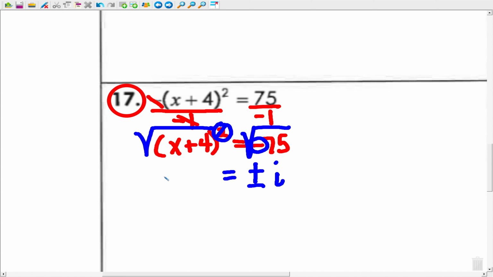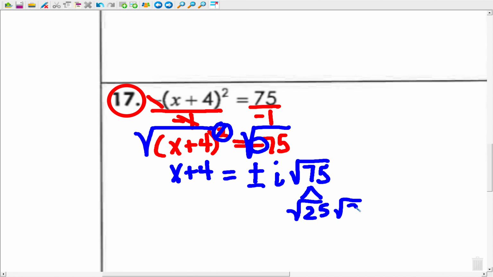Now, on this side, I got x plus 4, no longer in the parentheses, okay? The 75, though. 75 is not a perfect square, but it can be split. So I'm going to see what two things will give me 75. Well, it should be the square root of 25 times the square root of 3. All right, now keep in mind, there was an i, there was a plus and minus sign, there was an x plus 4.